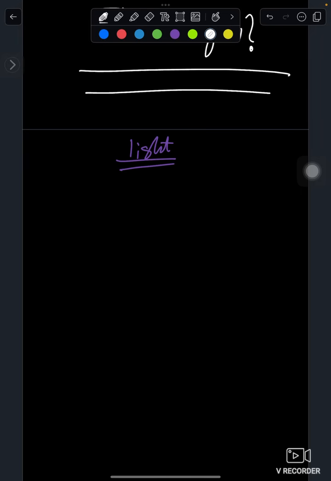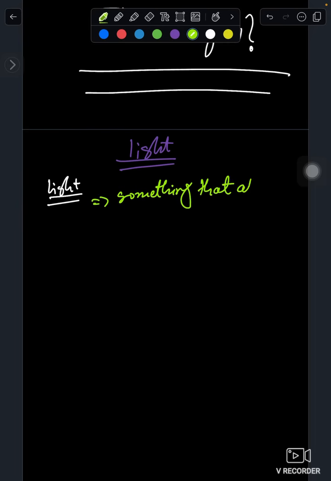So first of all, light in simple layman's terms, we can say it is something that allows us to see things around us.